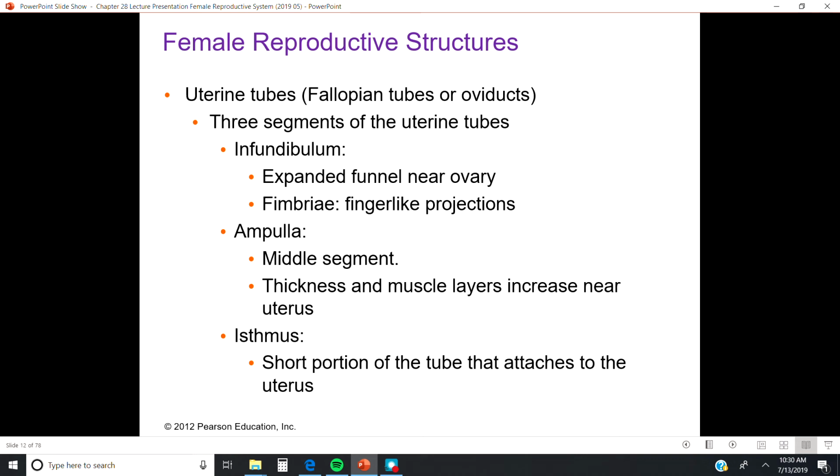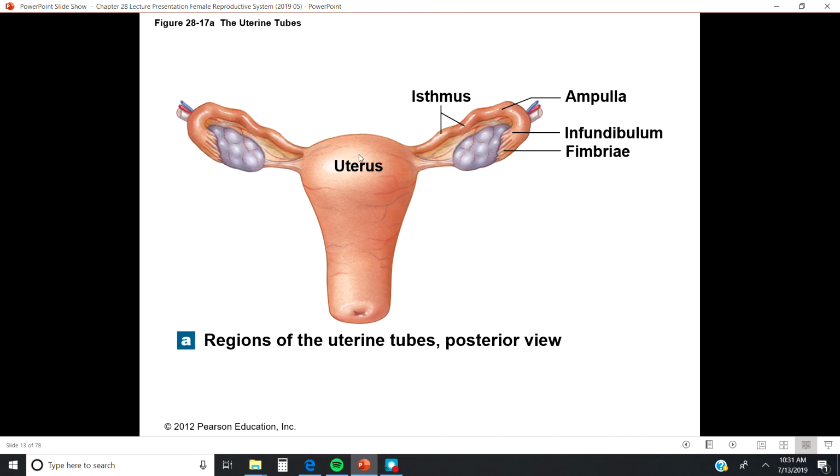If you look at it histologically, the thickness and the muscle layers actually increase as the ampulla gets towards the uterus. If you just want to add in your notes, I don't think I put it in your lecture outline. The ampulla is usually the site of fertilization also. And then finally, the isthmus is going to attach the fallopian tube, like I said, to the uterus.